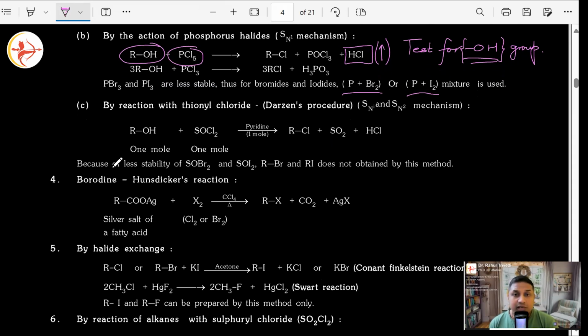Now we move on to Darzens process. Here SN1, SN2 both can take place. If we use, rather than PCl5, what do we use? Thionyl chloride. Why does the word thio come? Do you remember? In place of OH, what is present?